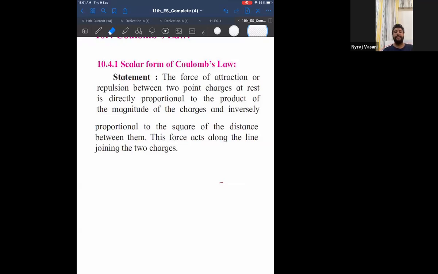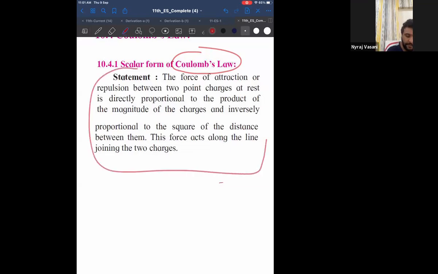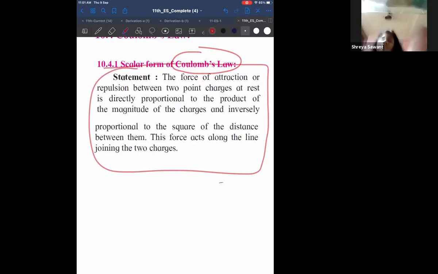Okay, so write down side heading Coulomb's law. Explain the last statement. I'll explain it once more. I'll explain the whole thing again once more. But before that, write down the statement of Coulomb's law.